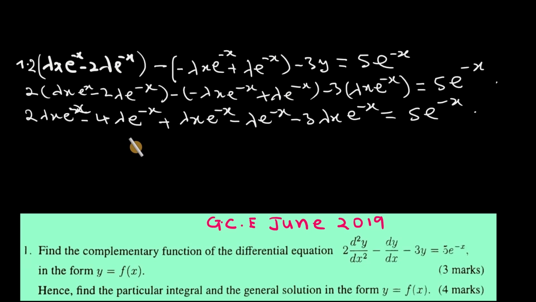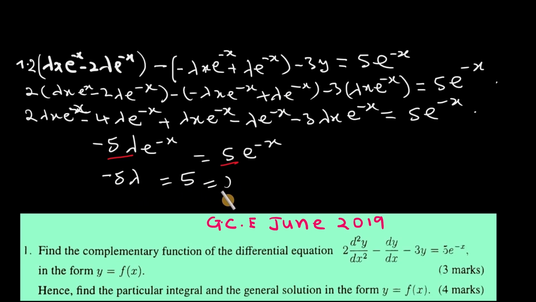Now let's look at the terms in lambda e to the minus x. This term is minus 4 minus 1. Minus 4 minus 1 will give me minus 5 lambda e to the minus x, which equals 5e to the minus x, that's the right hand side. So now I need to compare the coefficient of e to the minus x, and the coefficient here is negative 5 lambda equals 5. That means if I divide all through by minus 5, lambda will be equal to negative 1. That's 5 cancels here, 1 times, I'm left with minus 1. So lambda is minus 1.